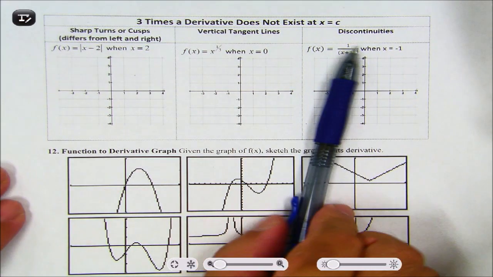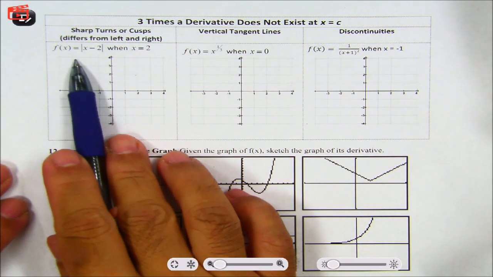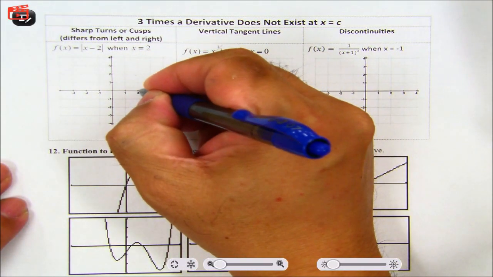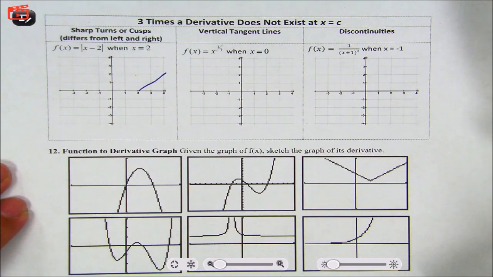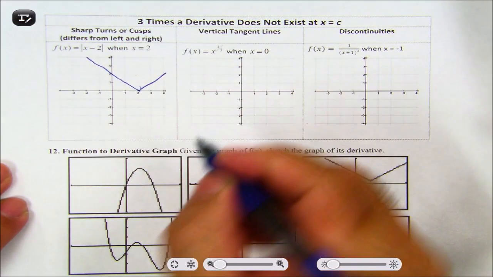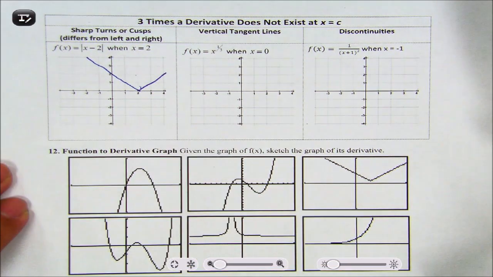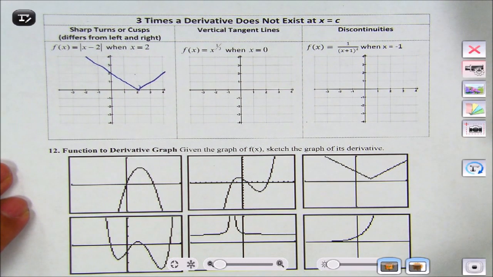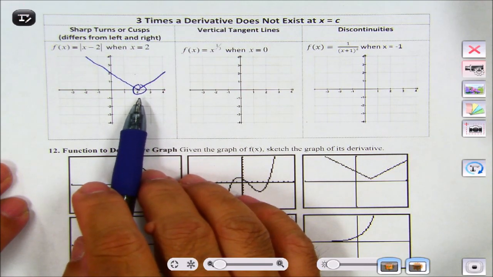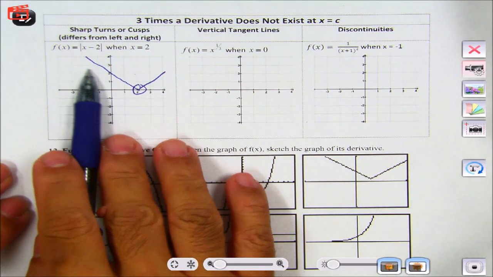Alright, so there are 3 instances where the derivative does not exist. Here's the first one. We're looking at the graph of the absolute value of x minus 2. The derivative does not exist at x equals 2. Whenever you have a sharp turn like that, or a cusp, the derivative does not exist.